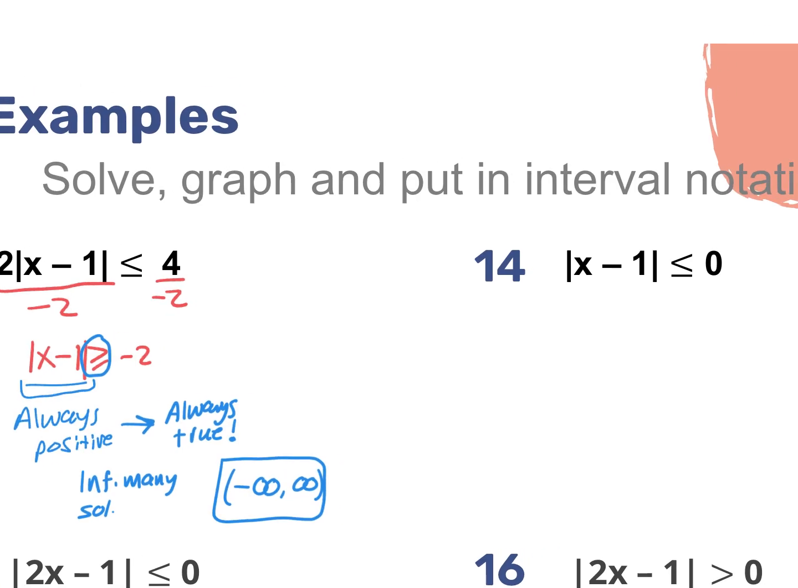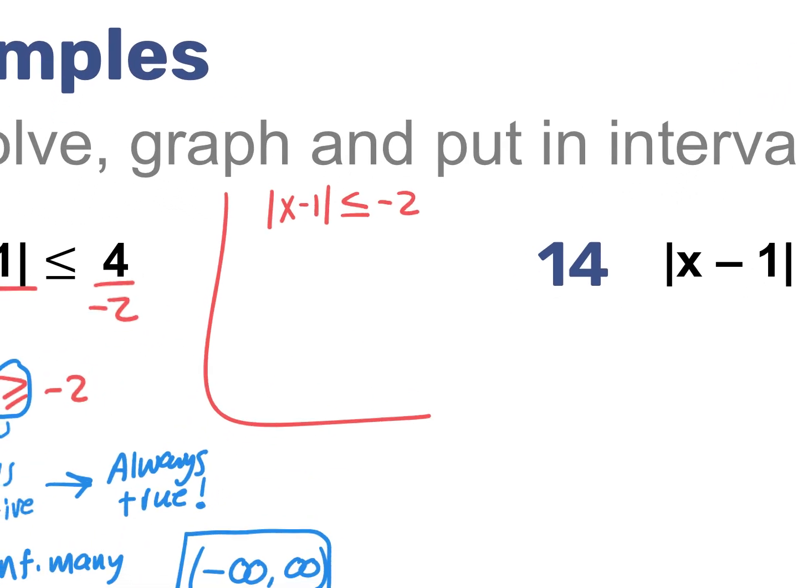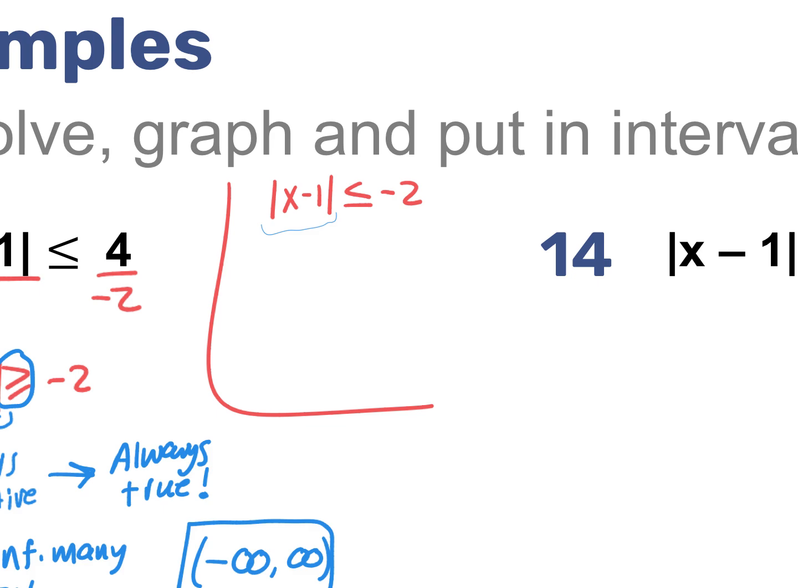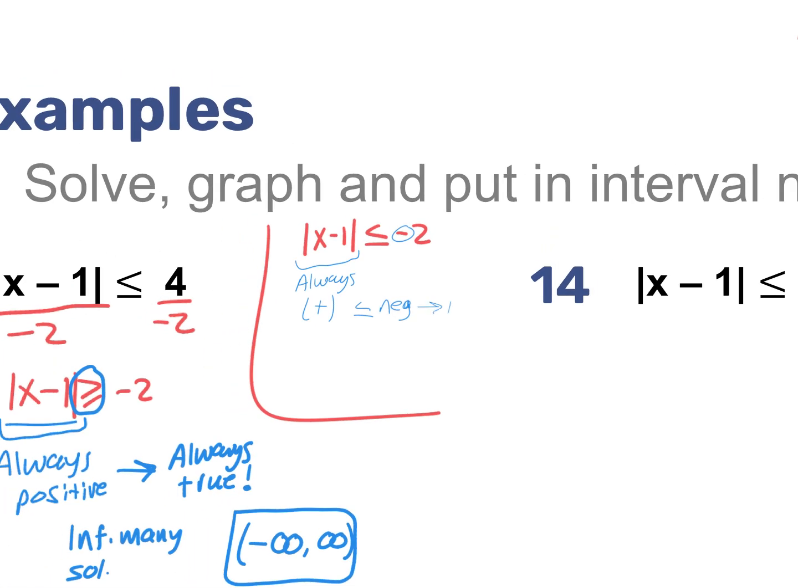Now let me just pretend, off to the side, that it was the absolute value of x minus 1 is less than or equal to -2. Again, think about what this is saying. This is always a positive, and it is less than or equal to a negative. Can a positive ever be less than or equal to a negative? No. So this is always going to be false. Something like this would have no solution.